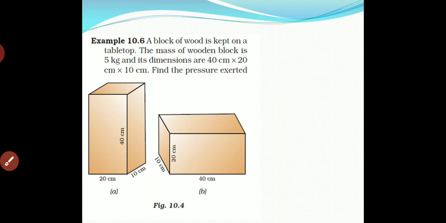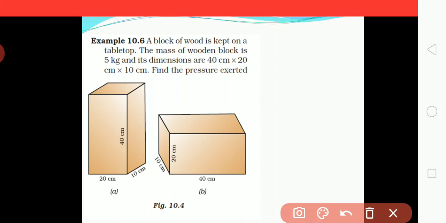Now the first example is a block of wood kept on a tabletop. The mass of the wooden block is 5 kg and its dimensions are 40 centimeter into 20 into 10 centimeter. So find the pressure exactly. In the first case you can see that 20 and 10 are there.